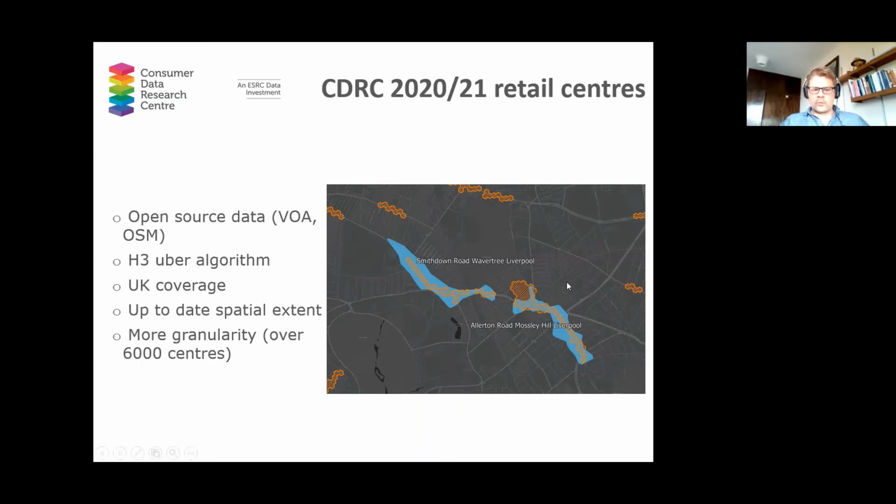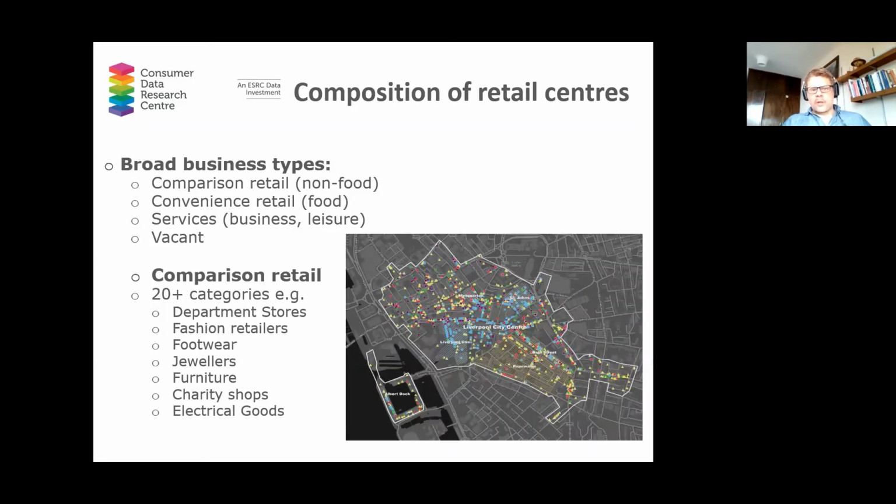There is also more granularity in this version of retail centers. As you can see in this map, none of these small orange centers, which are currently captured, was captured in the previous iteration in 2016. There were only 2 retail centers in this area. Currently, we have a number of smaller local centers as well, about 6 or 7 actually. So this is how we captured and delineated the retail centers.